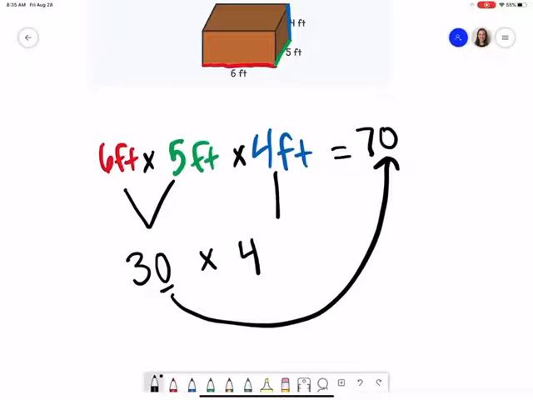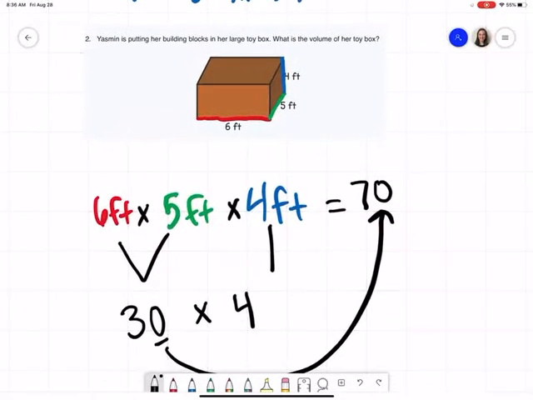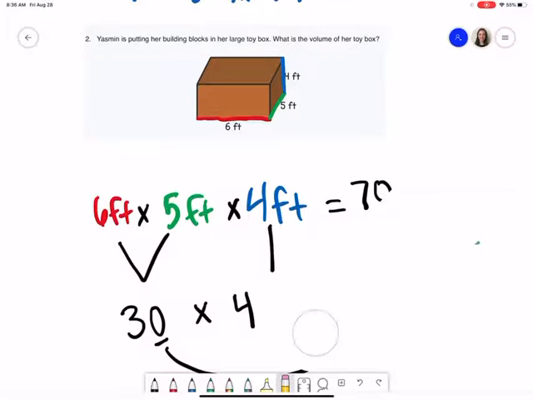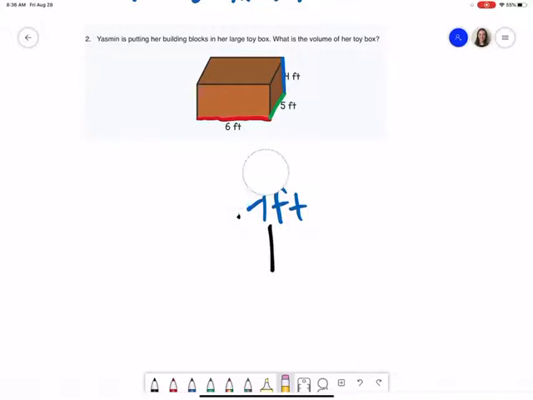Okay, and before we forget, it's very important, since we're talking about volume, we are measuring with cubes. So our units are going to be what kind of feet? Hopefully you said cubic feet. Okay, cubic feet, and that would be our volume, okay? So good job getting your brain all warmed up. Let's go ahead and jump to the next one.